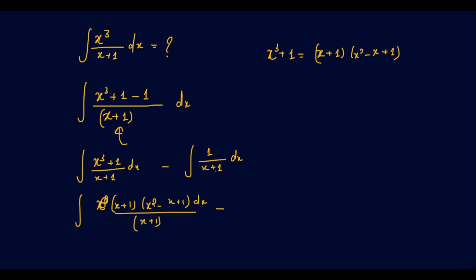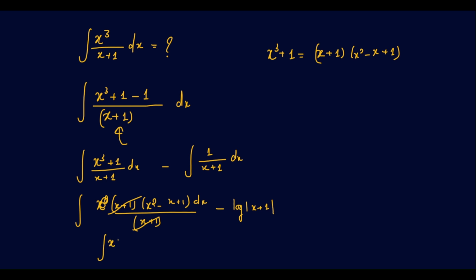Now we already know the integration of 1 over x plus 1. So we can write it as log of x plus 1. Now x plus 1 and x plus 1 will get cancelled. We have the value as x square minus x plus 1. We know the formula for x to the power n. If you don't know, just go to the first question. There I had already written all the formulas.